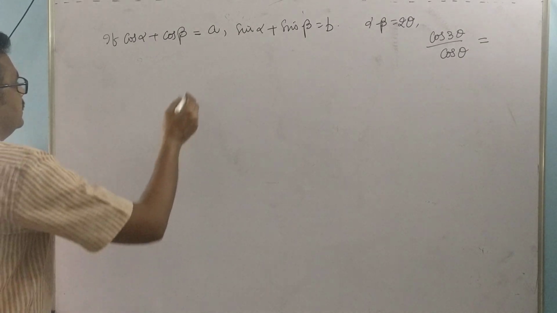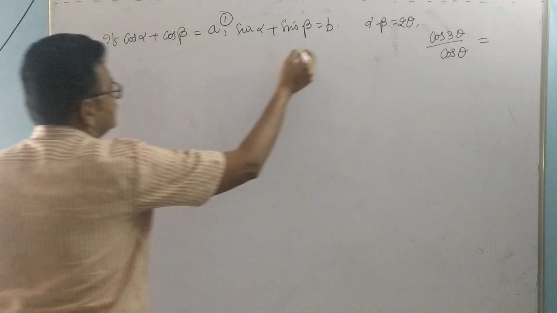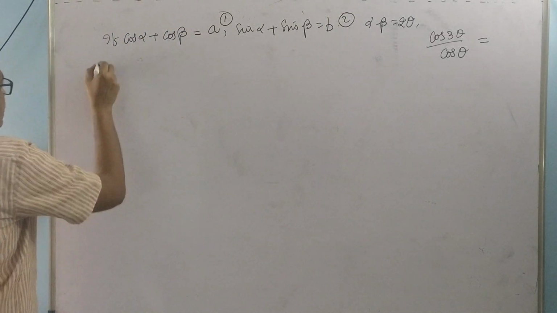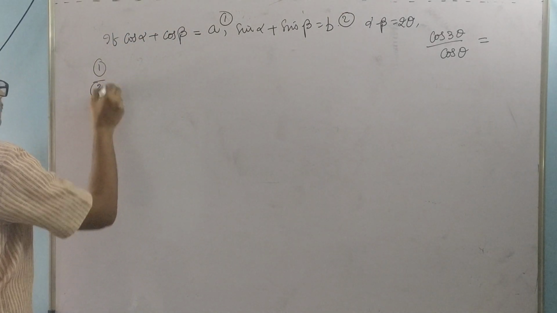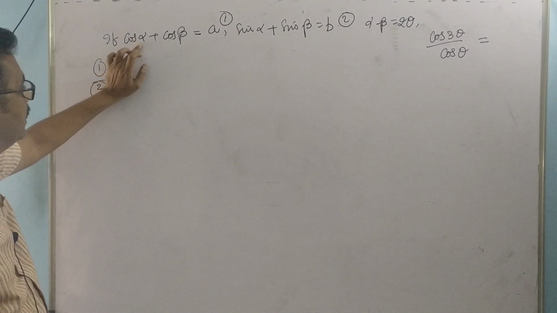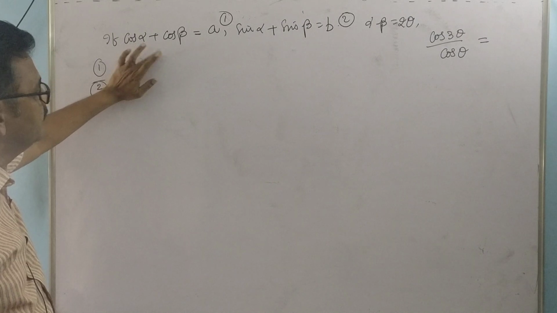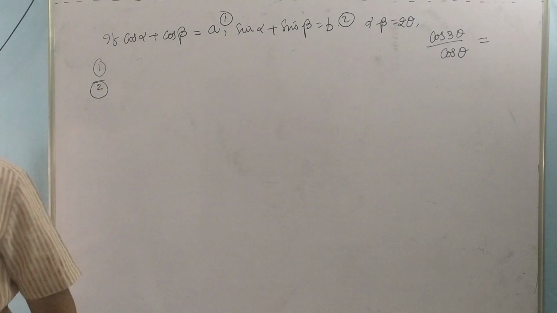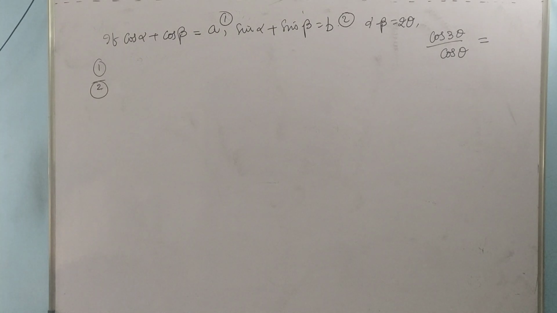So let this be the first one and this be the second one. Now first one by second one. So this is cos C plus cos D form, and the second one is sin C plus sin D form.